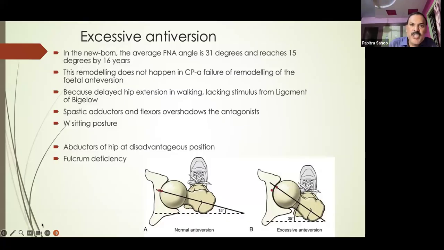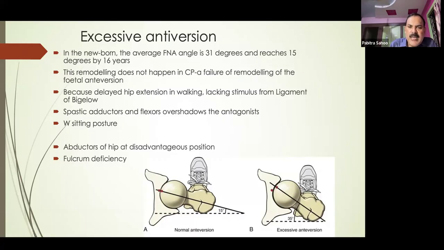So a newborn baby is born with an excessive femoral neck angle, and the anteversion is around 30 or 31 degrees, and that reaches 15 degrees by 16 years. So normal anteversion is 15 degrees, reached by the age of 16 years, but that is possible when the child starts standing and walking. As I said, the potential stimulus from the ligament of Bigelow tries to remodel the neck shaft angle, bringing it to a normal neck shaft angle around the age of 16 years.